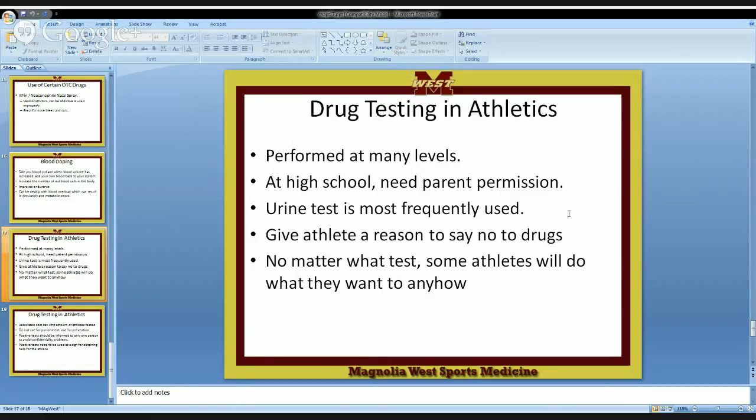So drug testing is performed at many levels. At the high school, you need parent permission. We get parent permission right here on our forms. It says, "Yeah, I agree to drug testing. Sign below." Thank you. And when I was in one school, they initiated drug testing while I was there.